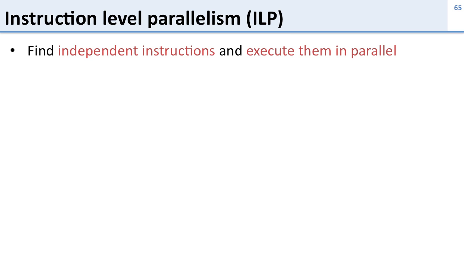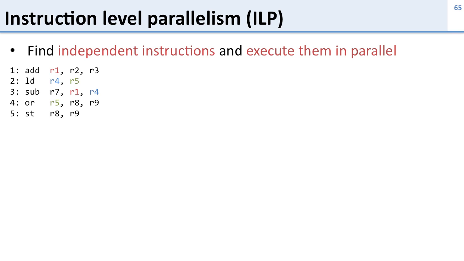We already did some of this with the pipeline, where we execute instructions after each other in parallel, but here we're not going to do them after each other. Here we're going to do them at the same time. So here's an example of some code. First cycle we do an add, and then a load, then a subtract, an OR, and a store. So we have 5 instructions here, which will take 5 cycles to execute if we do 1 instruction per cycle.